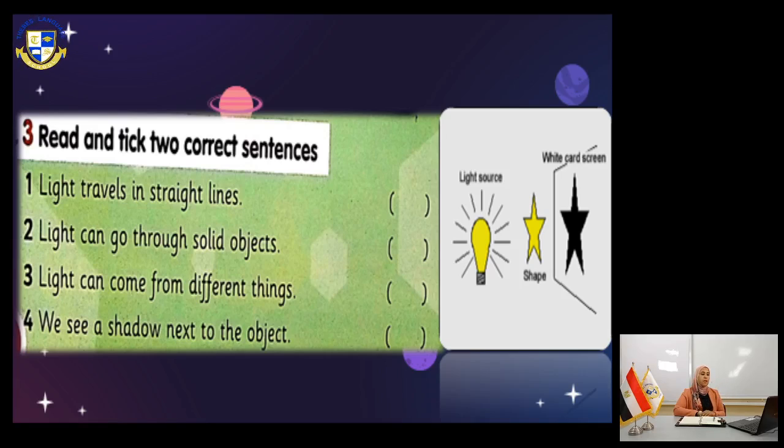Number 3, light can come from different things. Yes, true. Make a tick. We can get light from the sun, from the flashlight, and from the light bulb. Number 4, we see a shadow next to the object. Is it next to the object? Wrong. It is on the opposite side of the object, not next to it, the opposite side.